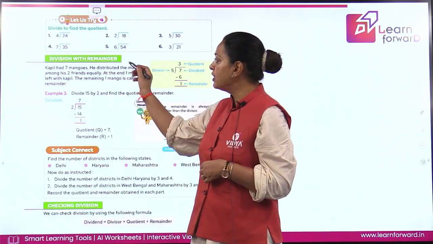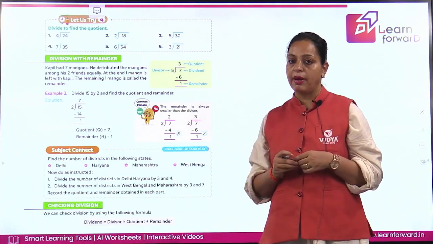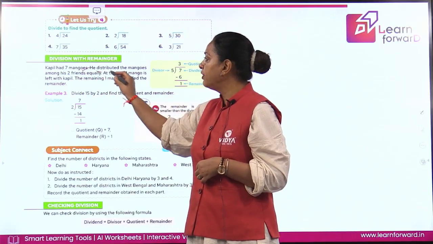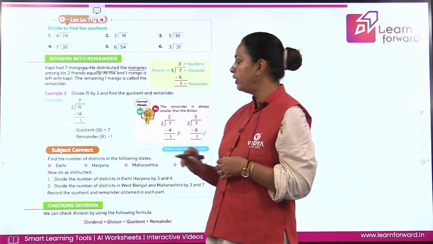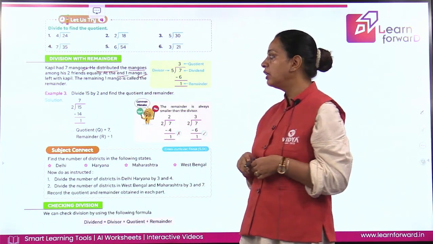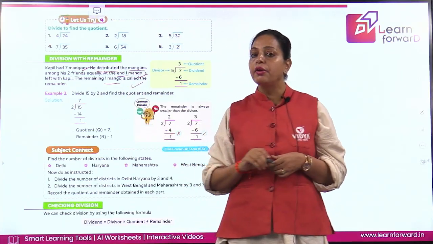Now division with remainder. अब remainder कब आता है हमारे पास? See, Kapil had 7 mangoes. He distributed the mangoes among his 2 friends equally. At the end, 1 mango is left with Kapil. The remaining 1 mango is called the remainder.